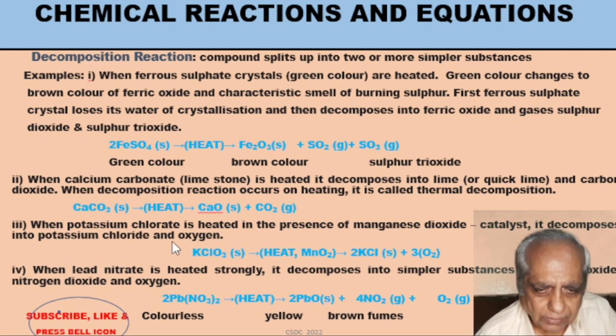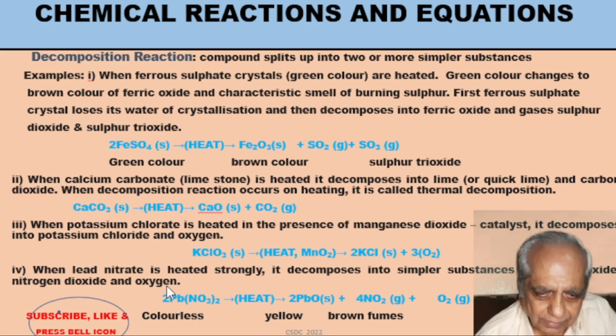Now when potassium chlorate, KClO3, in solid form, is heated, and in brackets I have written MnO2. When we write this in brackets, it means this is a catalyst. Catalyst will make this reaction fast. If you heat without a catalyst, the reaction will take place but at a slower pace. So potassium chlorate when heated forms two products, potassium chloride and oxygen. This reaction is used in the laboratory preparation of oxygen.